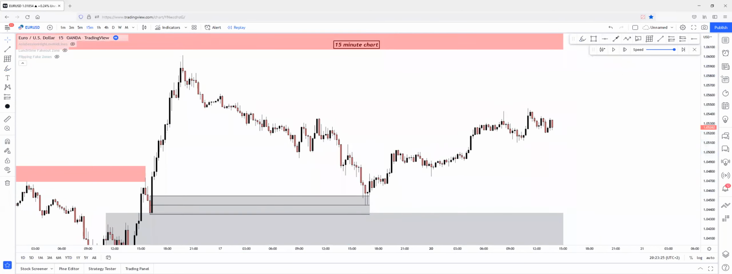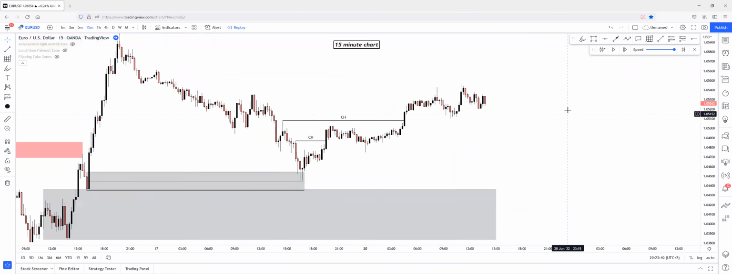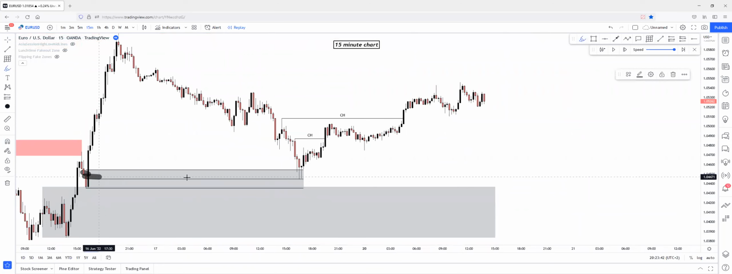We can clearly see that price has changed character here in the first place, not here, sorry. So price has changed character here in the first place, a change of character to the upside, and a strong change of character here to the upside again. Okay, so price has changed character on the 15-minute chart after mitigating this 15-minute zone, and basically this 15-minute zone can be considered as a 4-hour zone too.